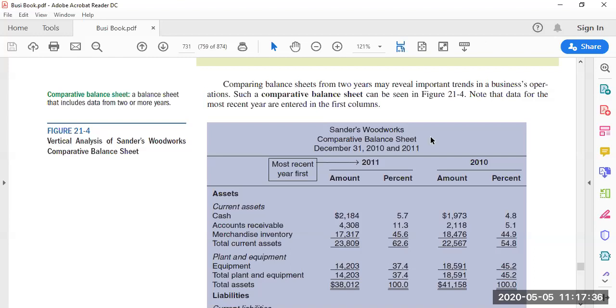So your comparative balance sheet, once again, will be identifying first off the name of the business, then the type of financial statement, in this case, comparative balance sheet, and then finally, it will include the dates that this balance sheet is covering. And in this case, what dates are being compared.